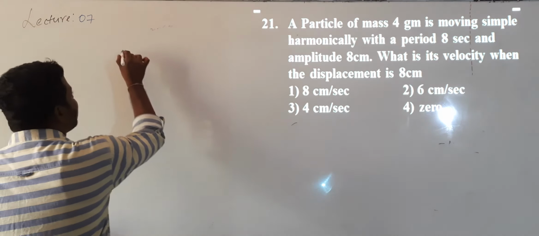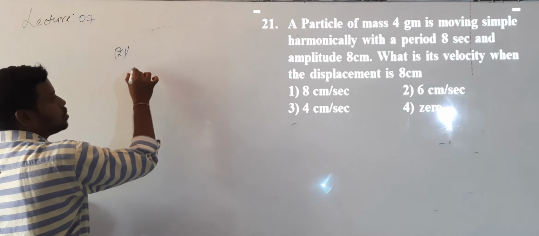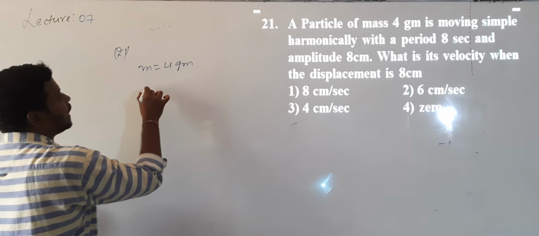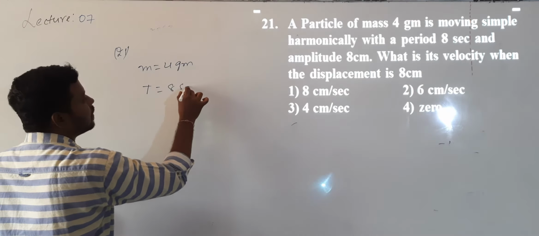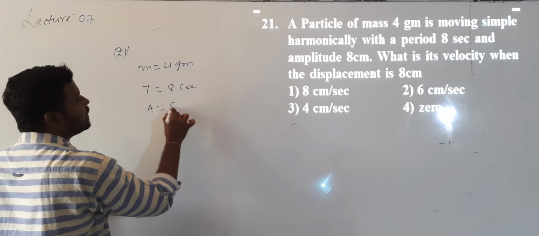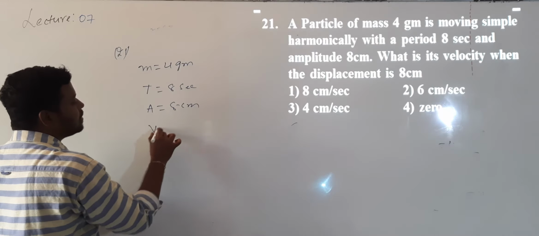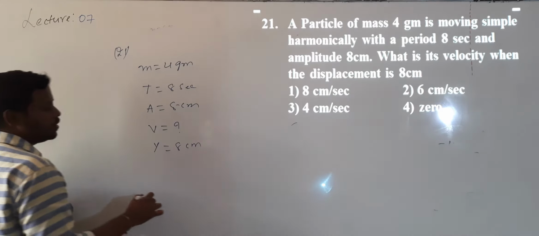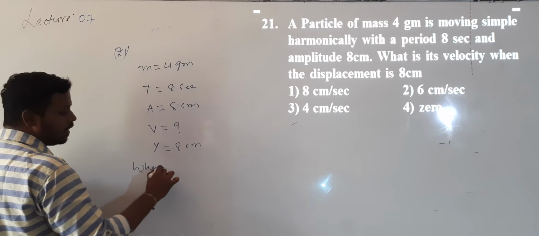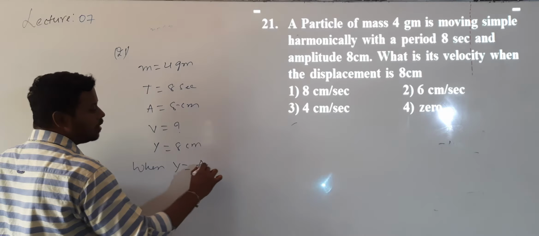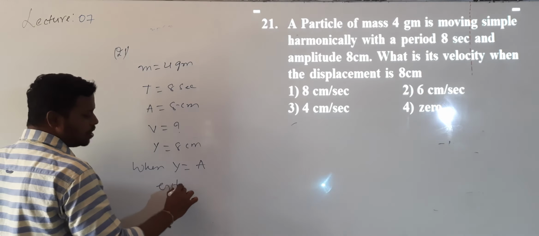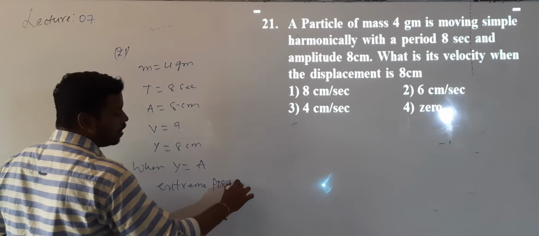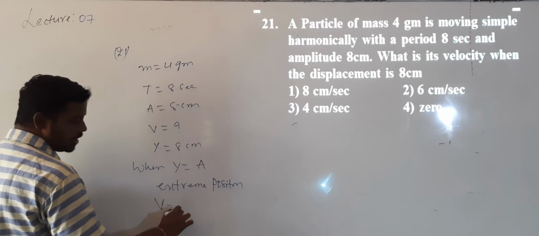What is the velocity at a displacement? In the question, mass is 4 grams and time period is 8 seconds. Amplitude is 8 centimeters. It is asking us to calculate velocity at a displacement of 8 centimeters. So, when y is equal to a, displacement is equal to amplitude. Which position? Extreme position. At extreme position, what happens to velocity? 0.